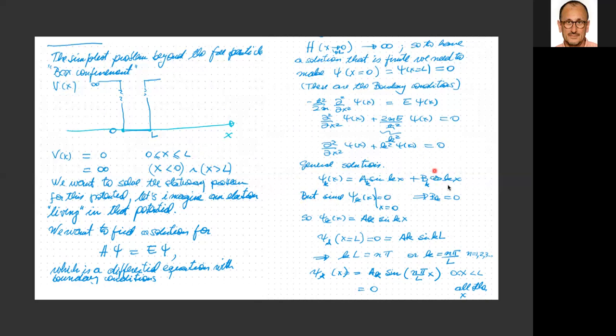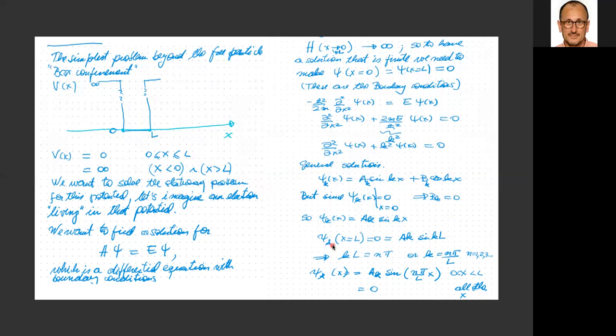So there's no cosine solution for the problem presented in this way with the coordinate axis as it is. This is a zero. The zero is where the potential goes to infinity, and the L is the other point where the potential goes to infinity. So phi of x, this is the solution.